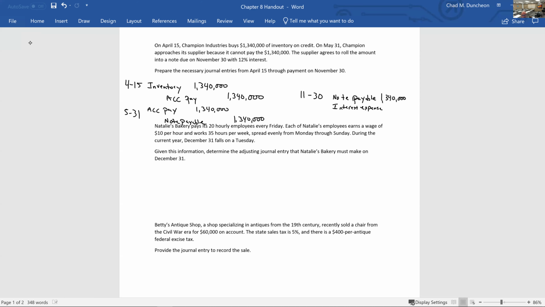Okay, at this time, we're also going to have to record some interest expense that comes with the note. So to do that, we take the $1,340,000 times 12% times however long the note was out of a year. So if we signed it on May 31st and it went through November 30th, we had all of June, July, August, September, October, November, 6 months, 6 out of 12 or 1/2. That equals $80,400. So that's what we'll put in as interest expense.